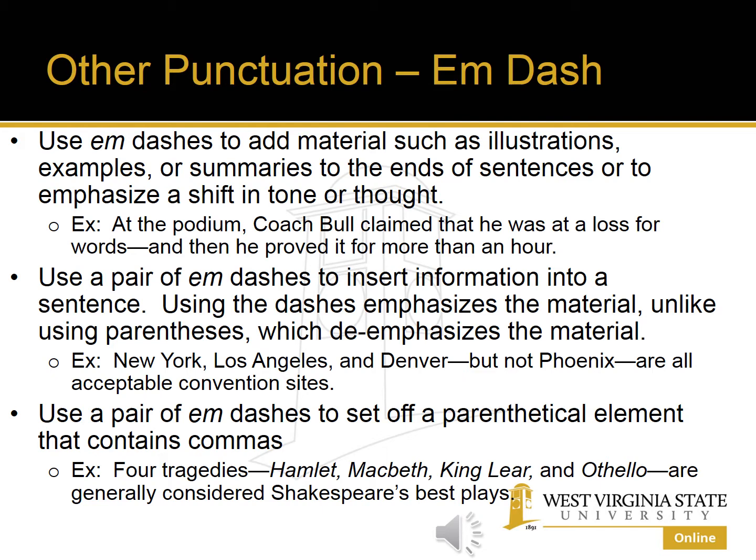If we had put it in parentheses, then we're de-emphasizing it. We're not calling attention to it. It's extra information. It's not important. But in this sentence, it is important that we make note of the fact that the writer does not consider Phoenix an acceptable convention site. So instead of using parentheses, we use a pair of M dashes. Finally, we can use a pair of M dashes to set off a parenthetical element that contains commas.